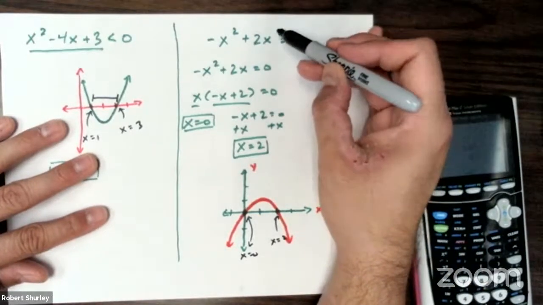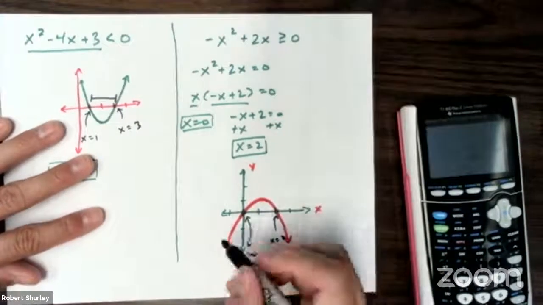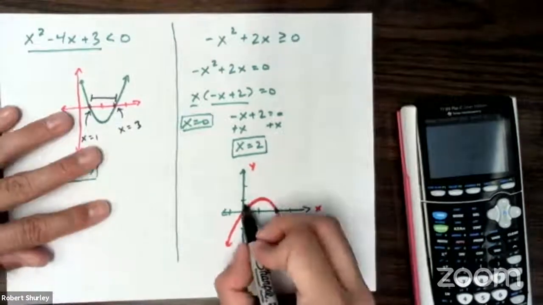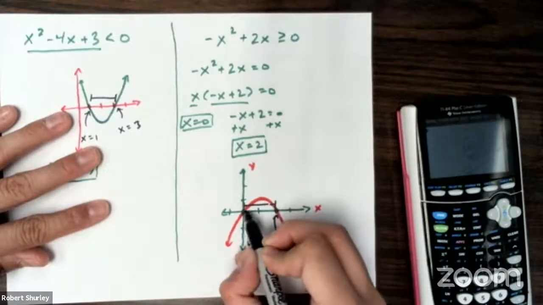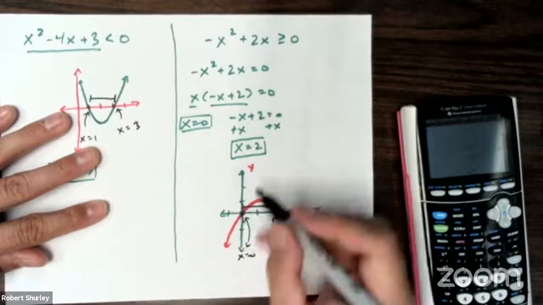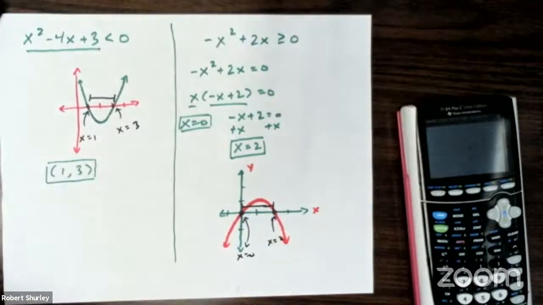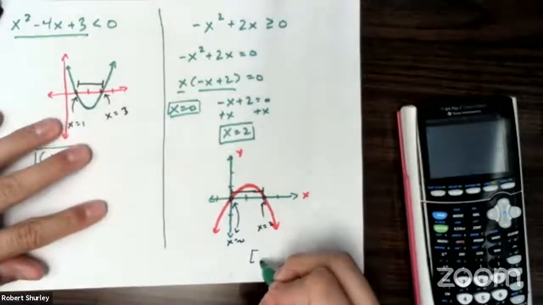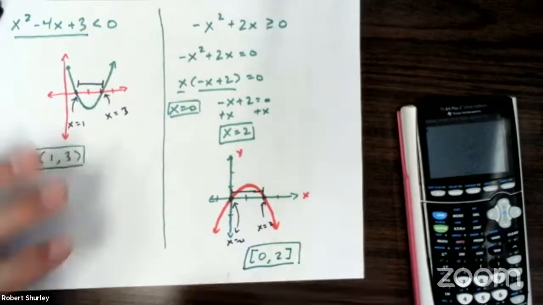Now I've got to think. The question now is asking, where is it greater than or equal to 0? Well, that's above the x-axis. So it wants in between here, right? Because these values are above the x-axis. These are the positive y values. These are the negatives. So again, it wants in between. Now it's an equal to, so we're going to include the 0 and the 2. So 0 to 2 with brackets.